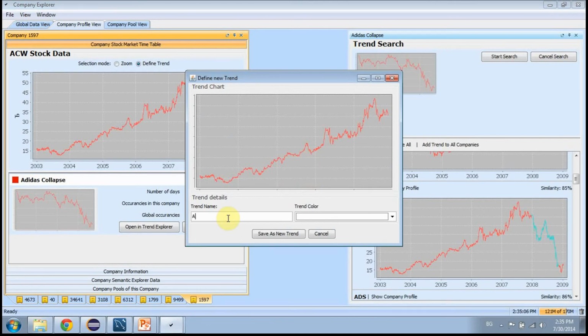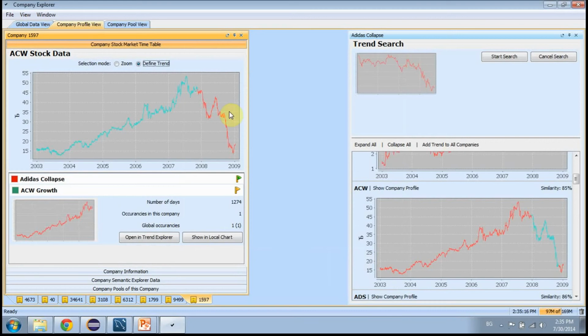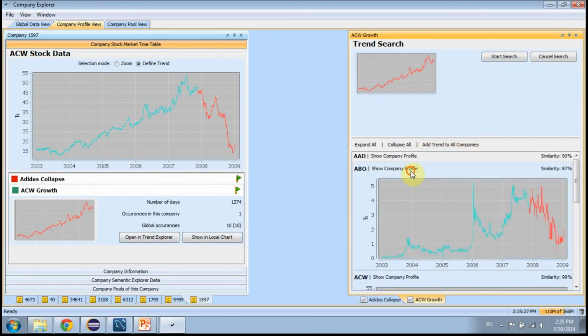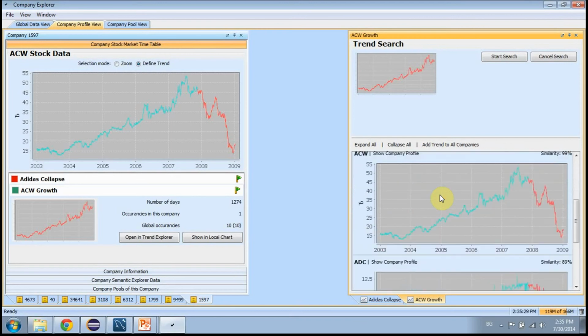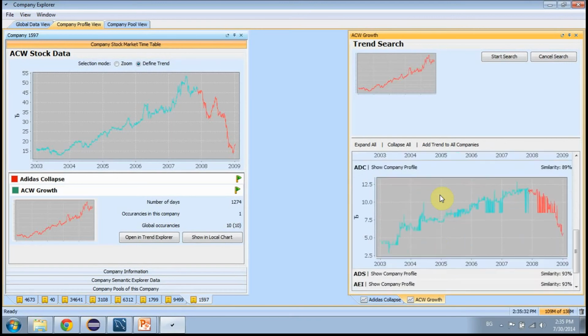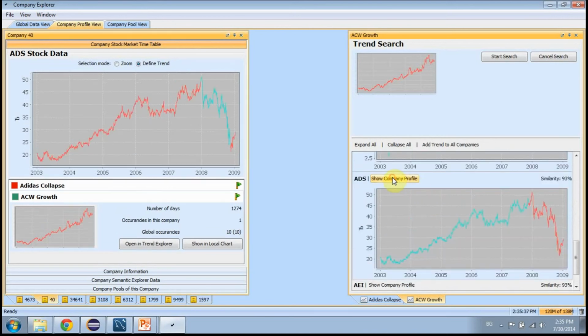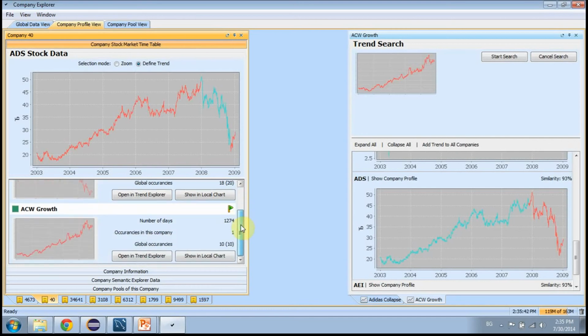So this would be ACW growth, and I will make it in green just to remember visually that it's a growth. I'll search for it, and I will annotate all these companies, and I can look at it. Yeah, it looks similar. For example, Adidas is here again. So Adidas already has both these trends.